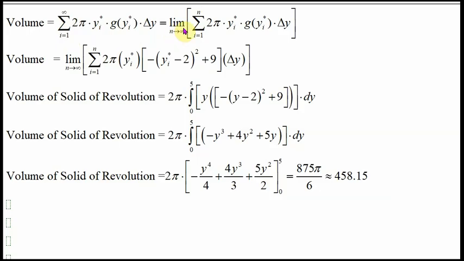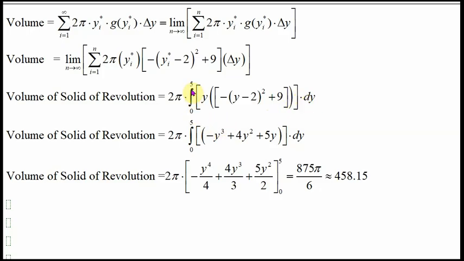For this particular example, g of y is negative y minus 2 squared plus 9. So g of y star, in the place of y we just put y sub I star. And then when this limit here exists, we define it as the integral from 0 to 5, and then here's the 2 pi, and then we have y, and then negative y minus 2 squared plus 9, and then dy.